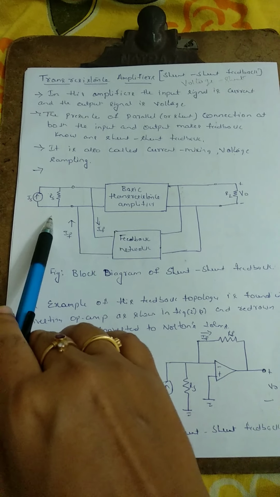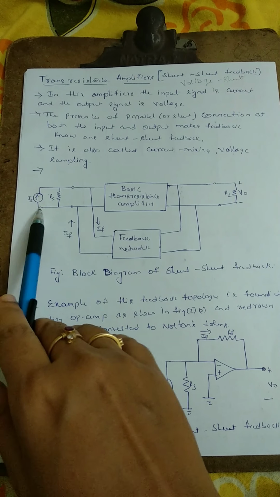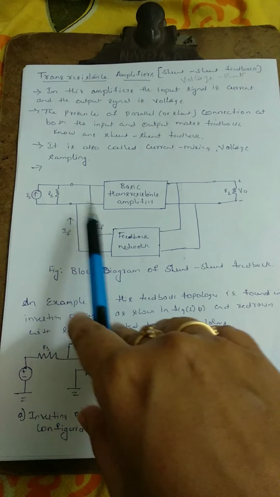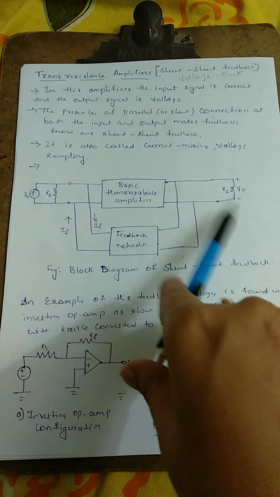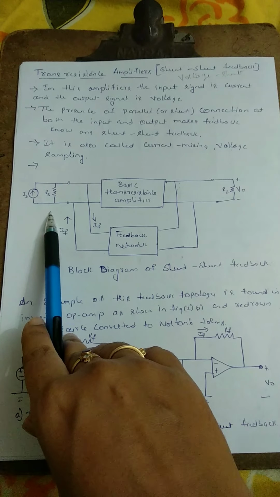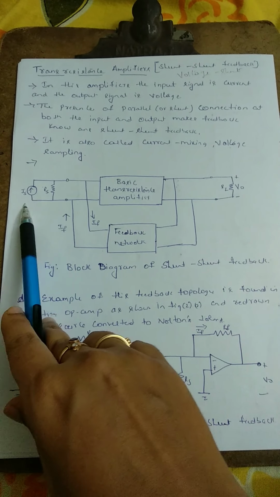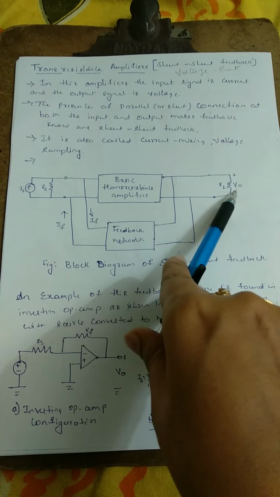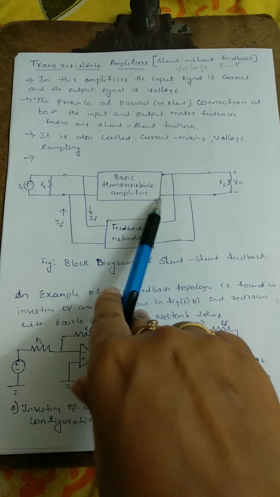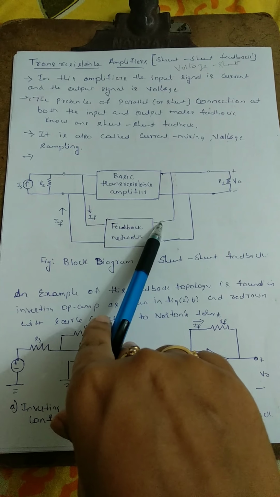In this transresistance amplifier, input is current, output is voltage. Transconductance is the opposite: input is voltage, output was current. Here in the transresistance amplifier, input is current Is, output is voltage V0. So at both input and output we are making a feedback connection.